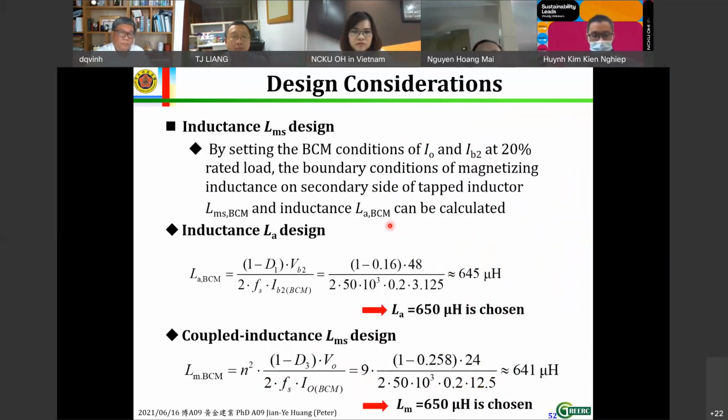For the inductance LM design, I set the PCM conditions of IO and IP2 at 20% rated load. So we can calculate the inductances LA and LM in the PCM conditions by the D2 equation.